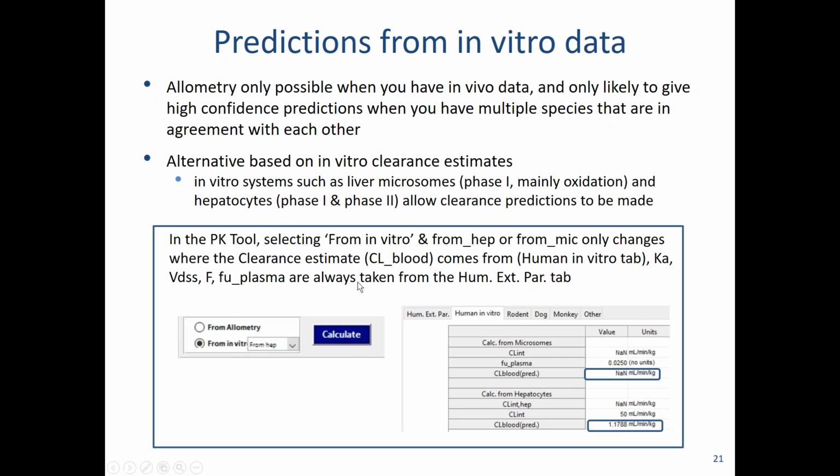So in the PK tool, you choose whether you're going to do your dose prediction from allometry or using the clearance mechanisms from in vitro using this radio button here. And if you choose in vitro, then you get to choose between hepatocytes and microsomes. As I mentioned, it's only the clearance estimate that is derived from these additional hepatocytes or microsomes. The other parameters on this human parameter tab are taken from that tab. Where you get them from, you can put your own numbers in, but they're ideally derived from a PK experiment.